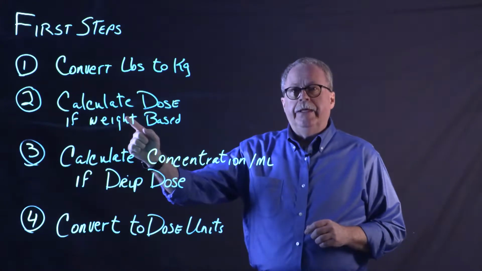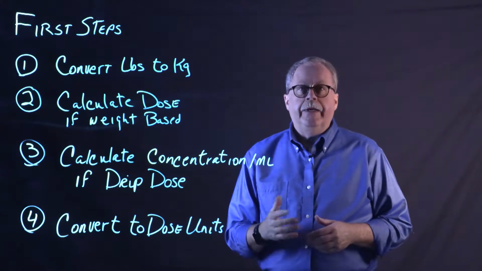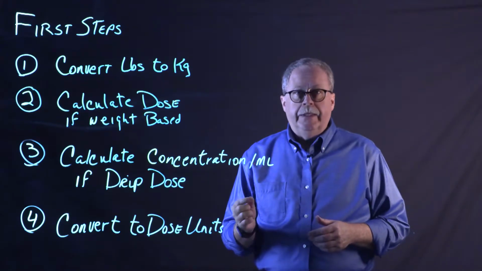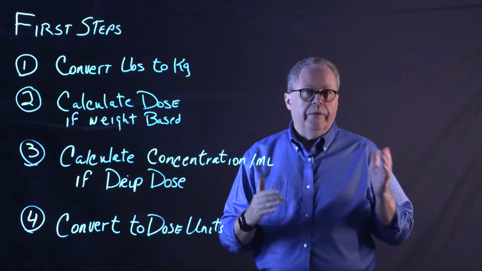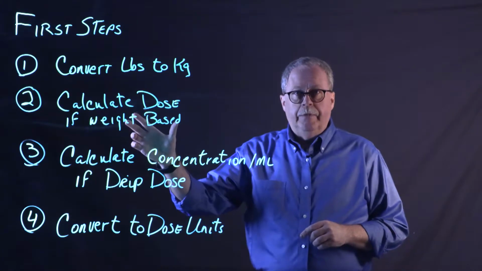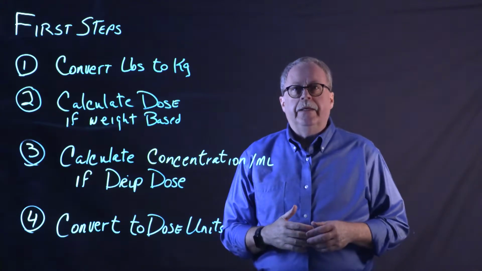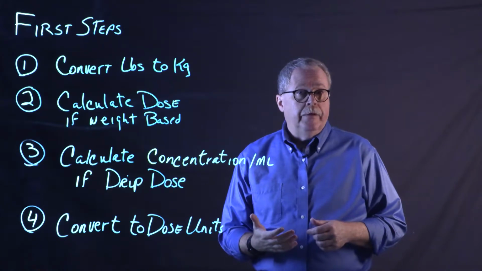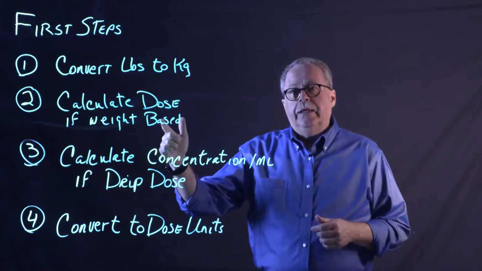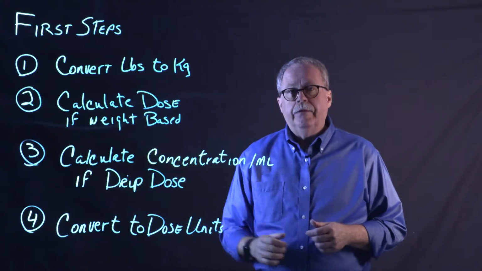Secondly, we need to calculate the dose if it's weight-based. So let me give you a quick example. Epinephrine 1 to 10,000 in cardiac arrest, we just give 1 milligram. It's not weight-based. You can weigh this or that, doesn't matter, you get 1 milligram. So this step wouldn't apply, we'd skip over it. But other medications, a good example of this would be fentanyl, where it's a weight-based dose. There, I've got to calculate that dose. Okay, so that's step 2. If it applies, do it. If it doesn't, skip to step 3.